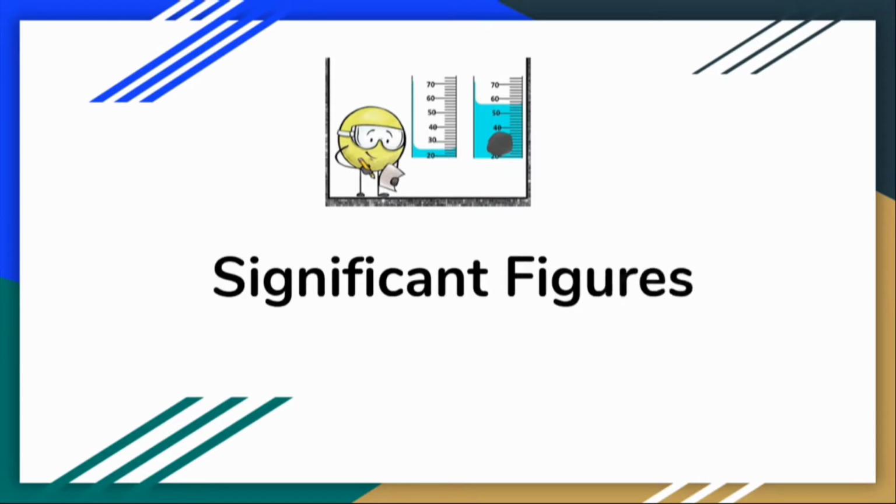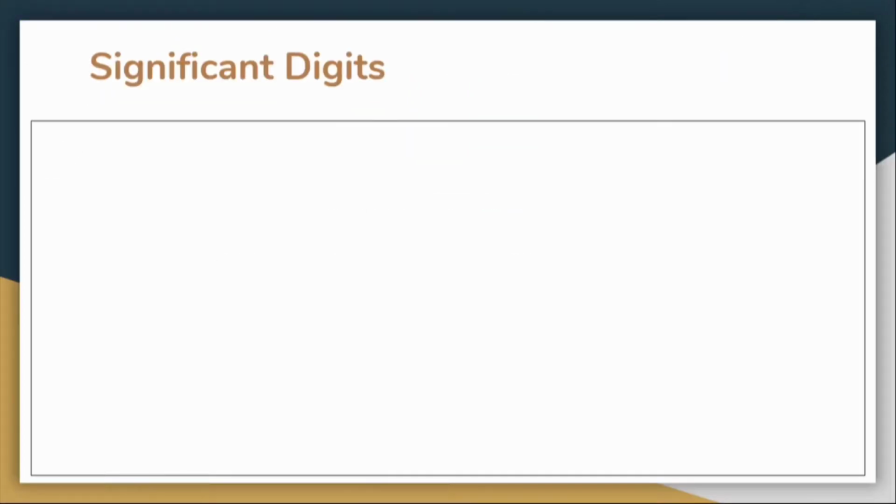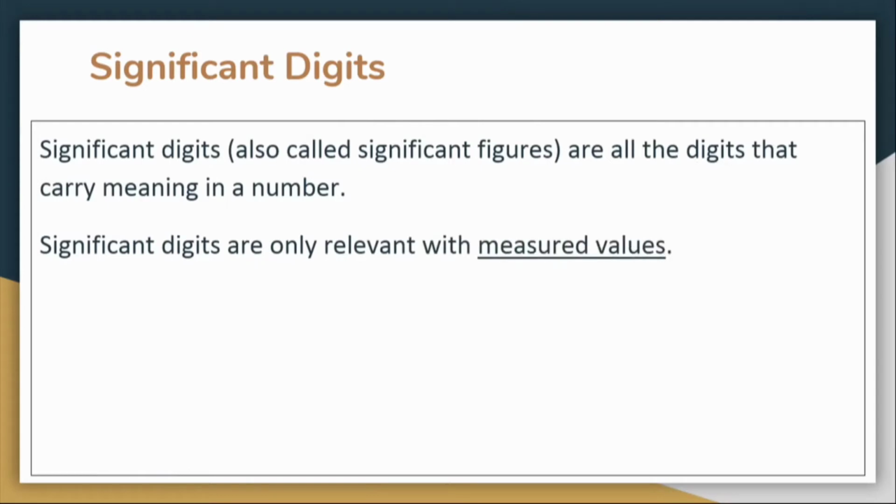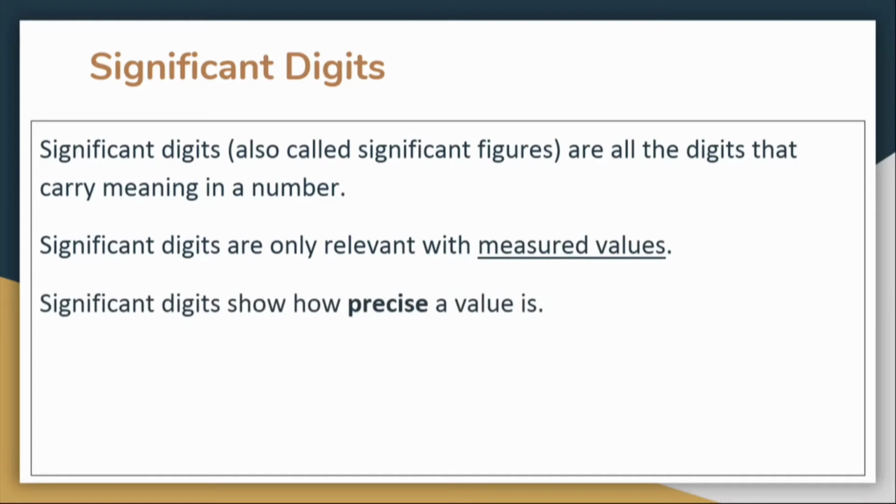For today's lesson, we're going to discuss significant figures. Significant figures, or also known as significant digits, are all the digits that carry meaning in a number. They are only relevant with measured values. It shows how precise the value is.